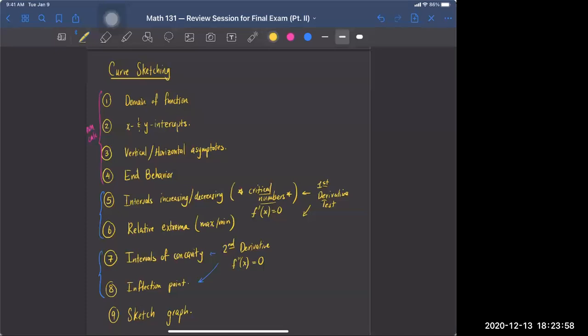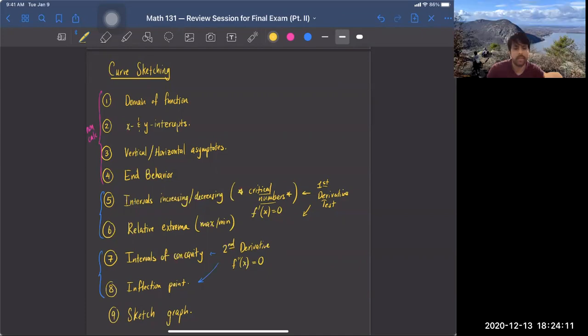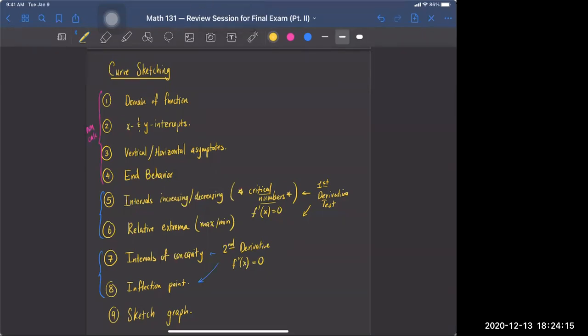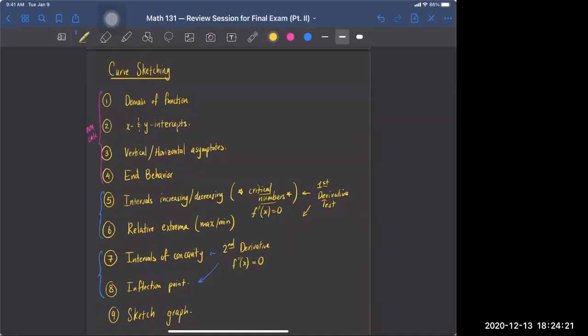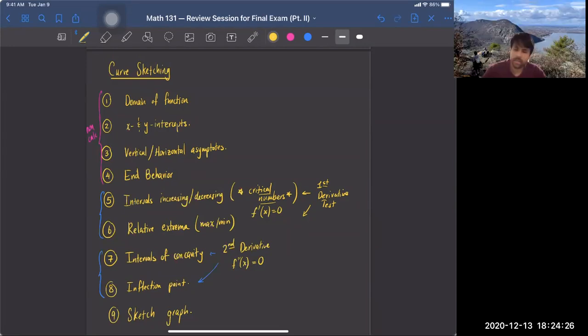Professor, if it's a function like x squared minus x plus 3, something like that, the domain would be all real numbers, right? Yes. For the x and y intercepts, you plug in 0 for x and then solve for y, just like how we would always do in algebra. Yes, same thing.